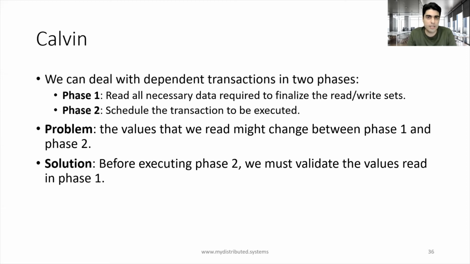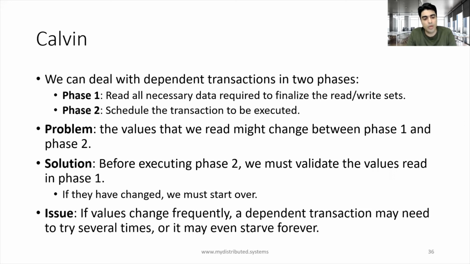If those values have not changed, we are good to go. But if those values have changed, we must start over. And you can imagine that if values change frequently, then to execute the dependent transaction in Calvin, we may need to try several times, or the transaction may even starve forever. And this is another problem in Calvin.